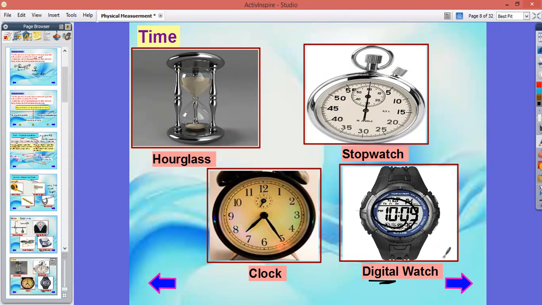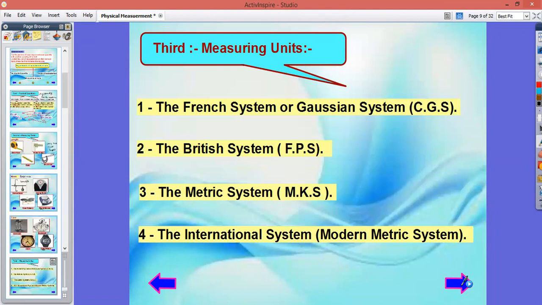We talked about the physical quantity and the measuring tools. Now we need to talk about the measuring units. We have four systems for measuring units. Number one, French system or Gaussian system. Number two, British system. Number three, metric system. Number four, international system, and we use this system till now.